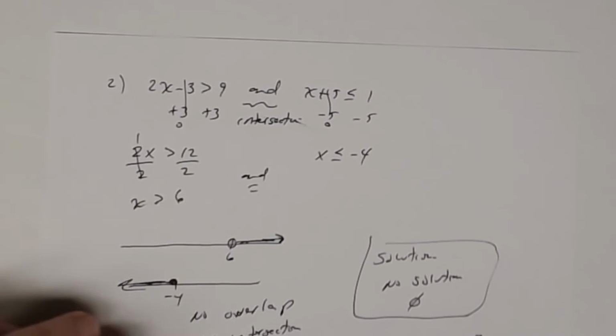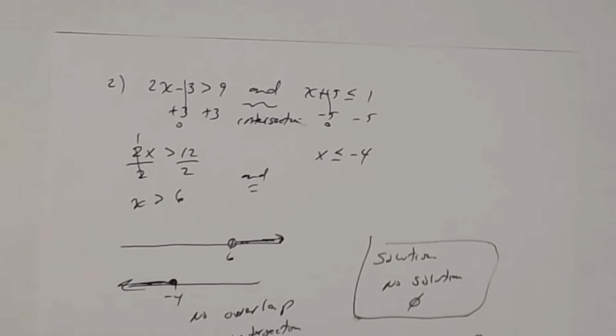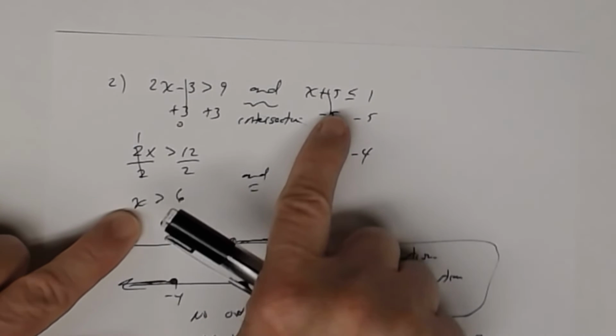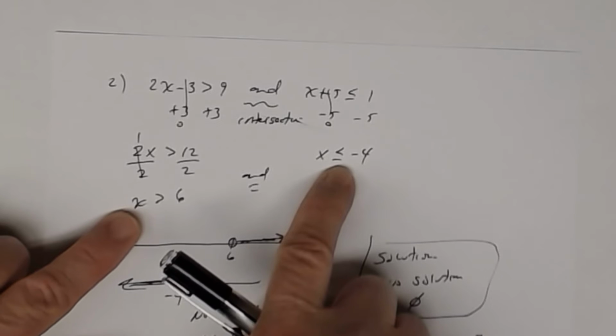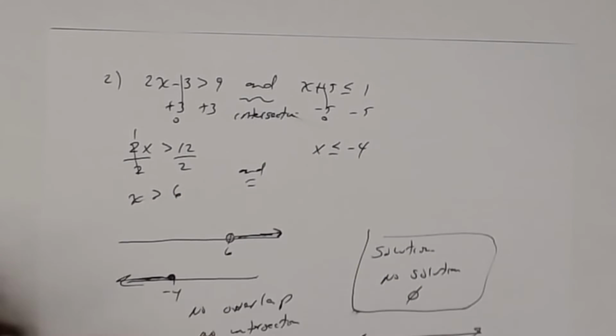Okay, no real number. There's no real number that will make both of those true at the same time. Because what makes this statement true is any real number greater than 6, and what makes this statement true is any real number less than or equal to negative 4, but they have nothing in common. All right, so no solution, number 2.